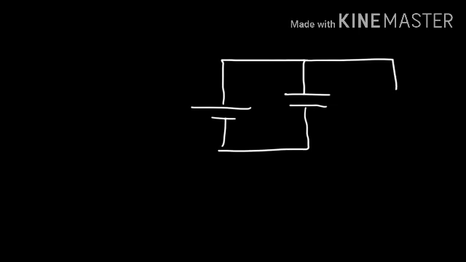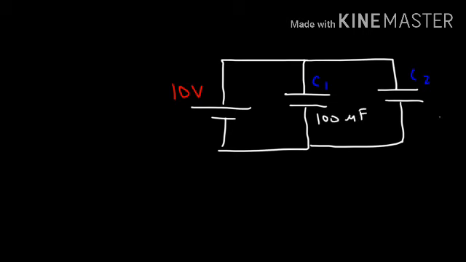So let's say we have a battery attached to two capacitors in parallel. Let's say the two capacitors are parallel to each other, and let's use a 10-volt battery. Let's call the first capacitor C1 and the second one C2. The first capacitor has a value of 100 microfarads. The second capacitor has a value of 200 microfarads. What is the equivalent capacitance of this circuit?